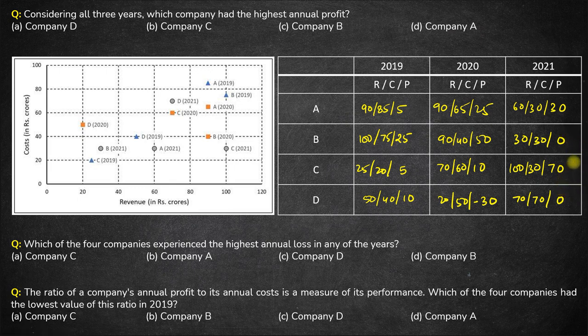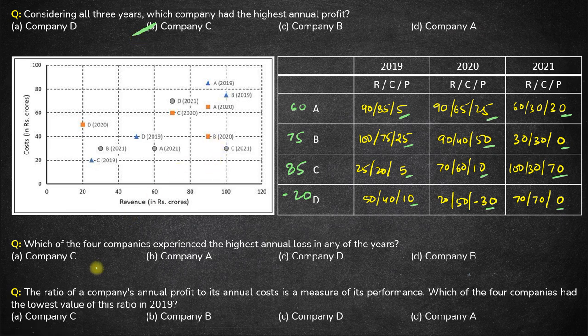Now let us look at the questions. The first question was, considering all 3 years, which company had the highest annual profit? Okay. So considering all 3 years, profit for A was 5, 25 and 30. So total profit will be 5 plus 25, 30, 30 plus 30 is 60. For B, it's 25 plus 50, 75 plus 0, 75. For C, it's 5 plus 10, 15, 15 plus 70 is 85. And for D, it's 10 minus 30 minus 20 plus 0 is minus 20. So the highest profit is for company C, option B.